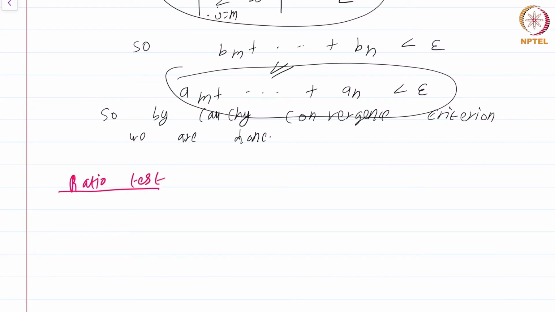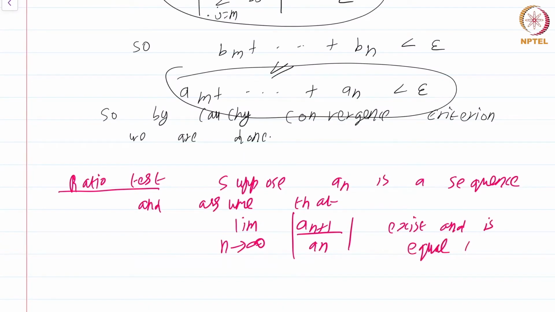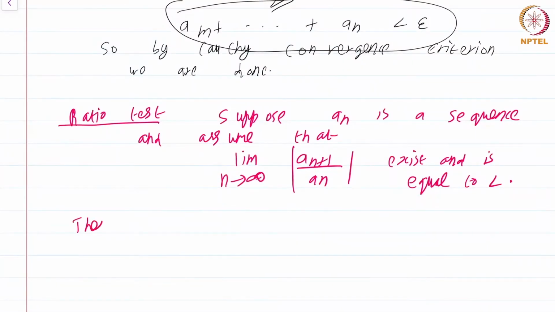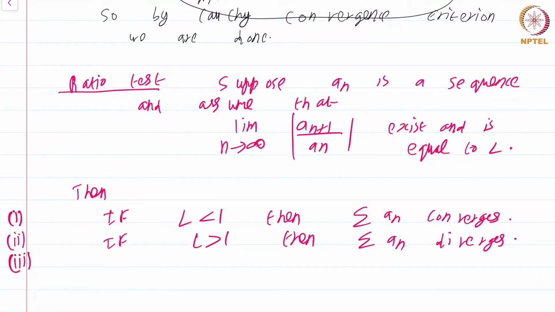Let's prove this ratio test. Suppose an is a sequence and assume that the limit as n goes to infinity of a n plus 1 by an exists and is equal to L. Then number 1, if L is strictly less than 1, then summation an converges. Number 2, if L is greater than 1, then summation an diverges. Number 3, if L is equal to 1, then this test is inconclusive.